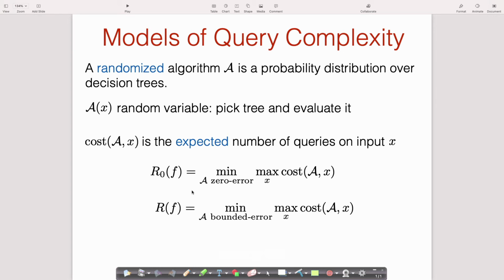Okay, so we define R0 to be the minimum over all zero error algorithms, and for the bounded error algorithms, we just minimize over algorithms that are correct on every input x with probability at least 9/10, and we call that R of f. Okay, so these are the definitions of the randomized query complexity.